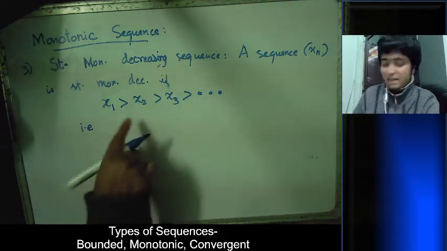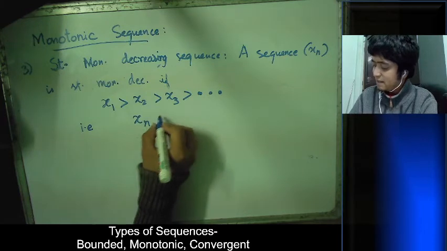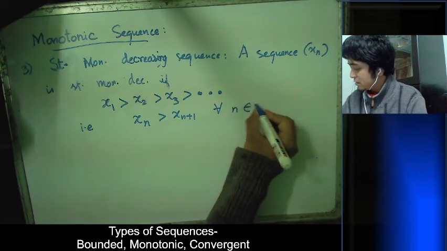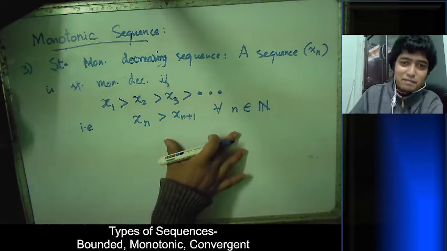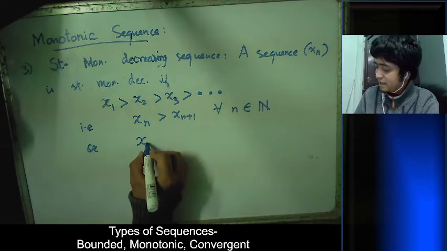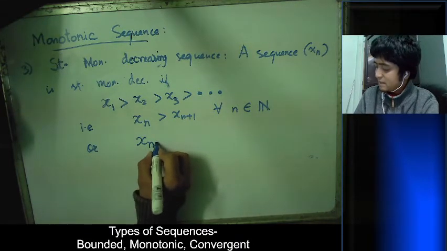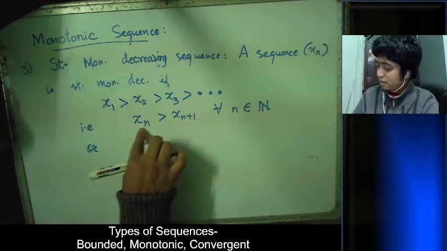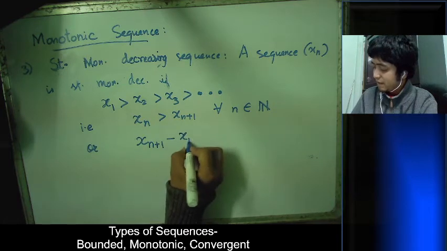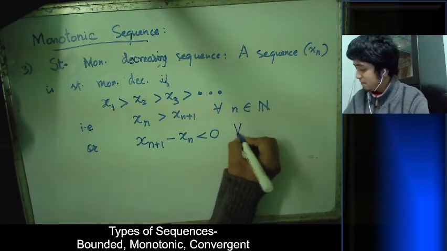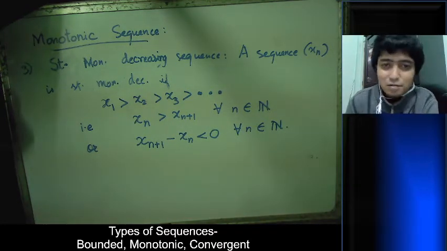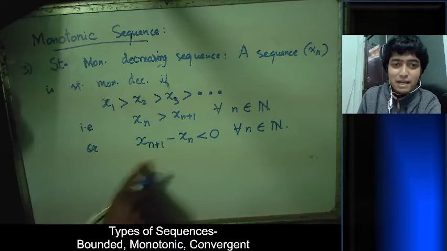or we can even write it in this way: xn greater than xn plus 1 for all n belongs to N. It is the same definition, like I had explained. Or we can write it in this way: xn minus xn plus 1. If you move this one to the right hand side, you'll be having this less than 0 for all n belongs to N. So you can even define it in this way.